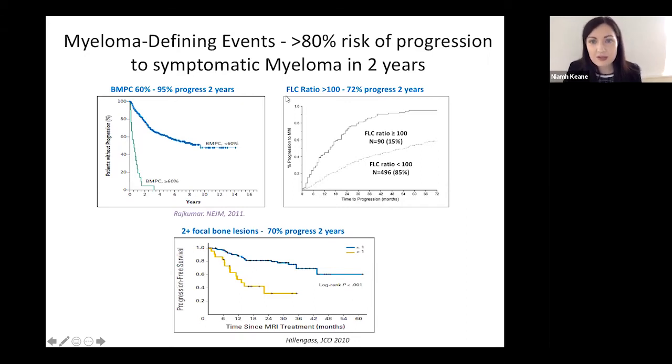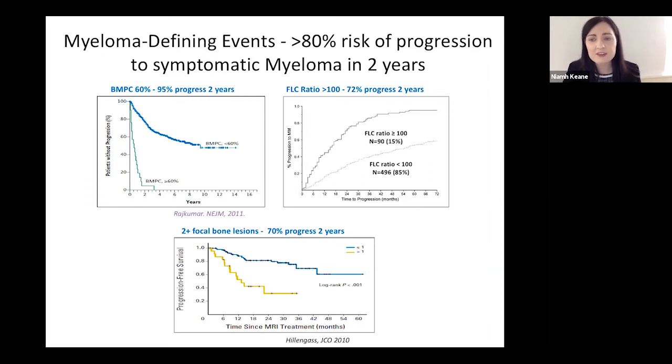Similarly here with the free light chain. So remember I mentioned that there are two different types of light chains, there's a kappa and a lambda. But depending on which one is involved, the ratio is calculated. So you divide, for example, the kappa light chain by the lambda light chain. If the ratio is greater than 100, we now know that these patients are very high risk for developing symptomatic multiple myeloma. And similarly, patients with more than one focal bone lesion on the new sophisticated imaging that we do, we know that these patients are likely to run into trouble and require treatment for multiple myeloma within 2 years. So these now form new diagnostic criteria.